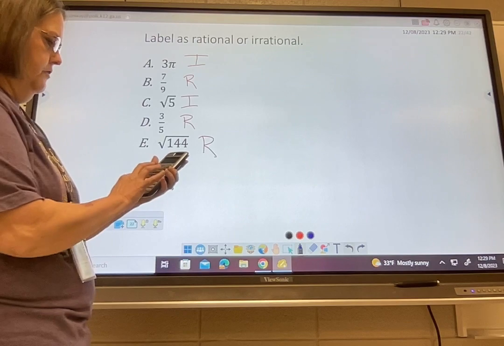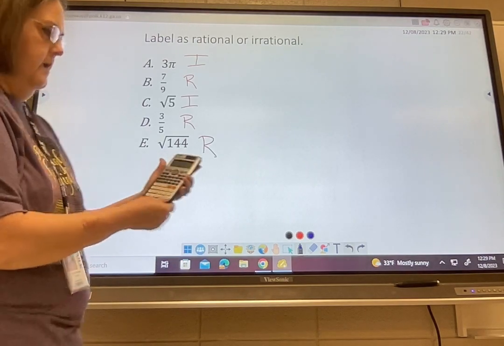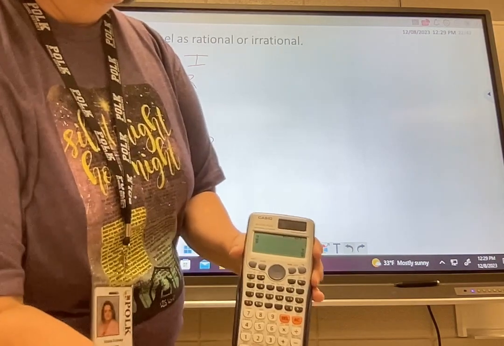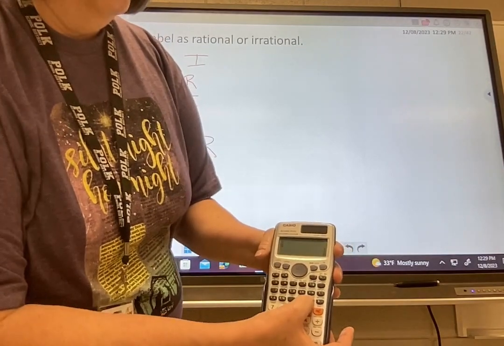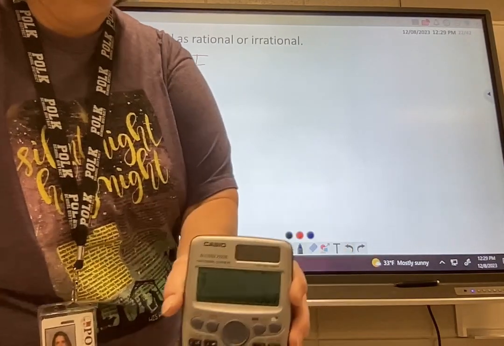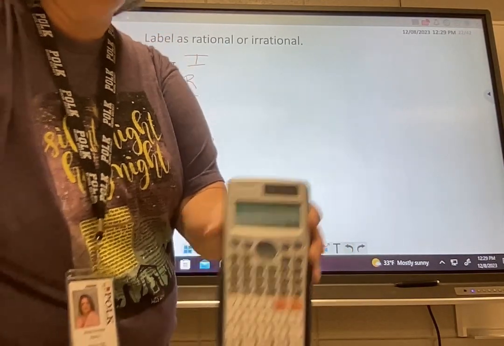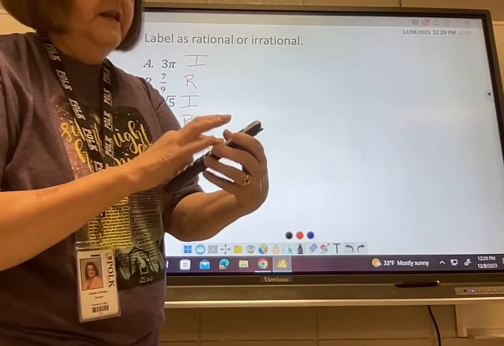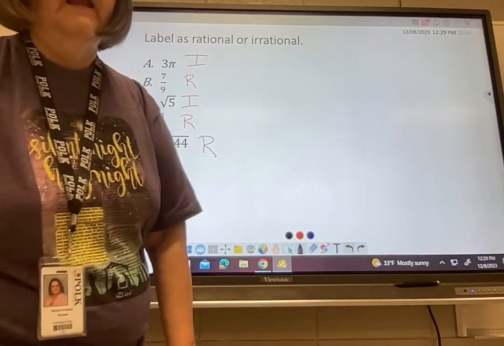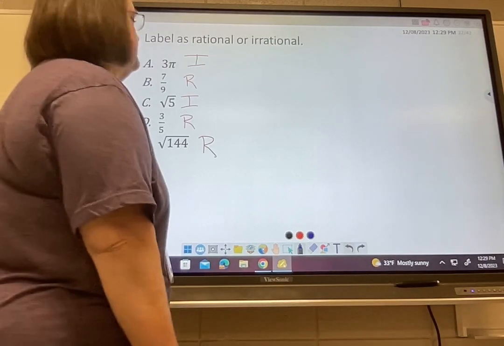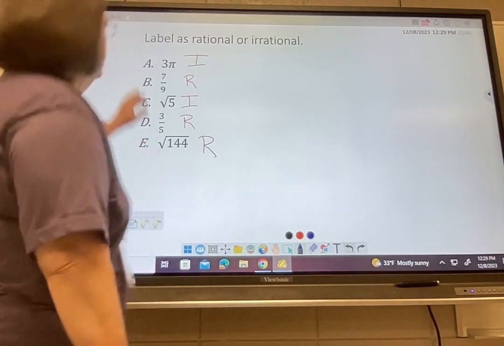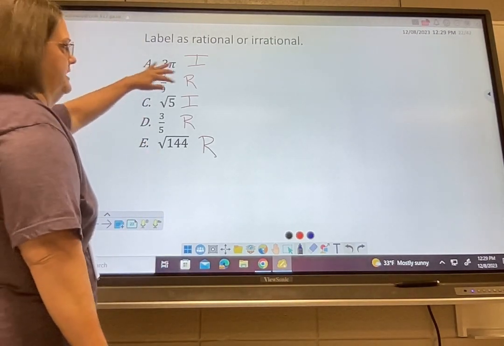7/9, if you put it in your calculator and hit equals, you're going to get 7/9. However, see the bar? That means it repeats. That's rational. Plus, the very definition of rational is that it can be written as a ratio of two numbers, which is a fraction. So there we are. That's a fraction. It's rational.